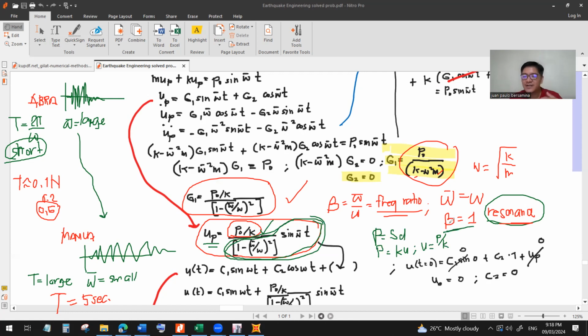So you can imagine now that if your beta is equal to 1, the multiplier will become large because it will amplify your static deflection. Okay, that's the application of this formula, or the physical meaning of this formula. So that's your U sub P, and as I said earlier, the total solution is the combination of this homogeneous and the particular solution, which is this. Okay, so if we will continue.